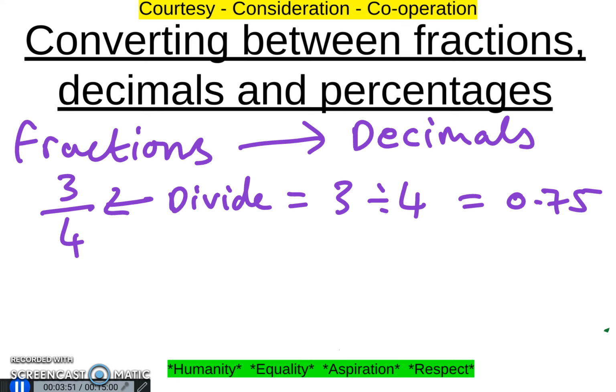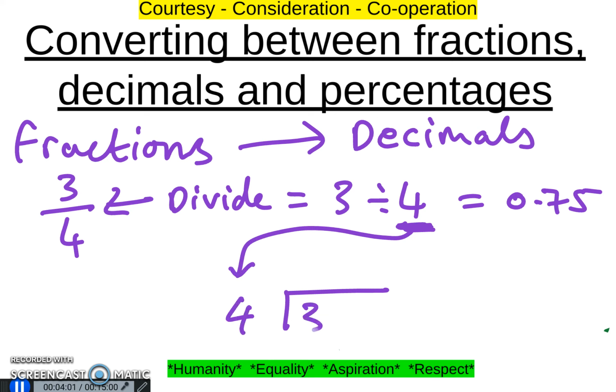Now you look at the second number and you use the bus stop method. So the second number always goes outside the bus stop and the first number goes inside. Now I say to myself, how many 4s going to 3? I know that's 0 because 0 times 4 is 0, but the remainder is 3. But there's no other number here, so what I have to do is put a decimal, a 0, and then the remainder goes before the 0.